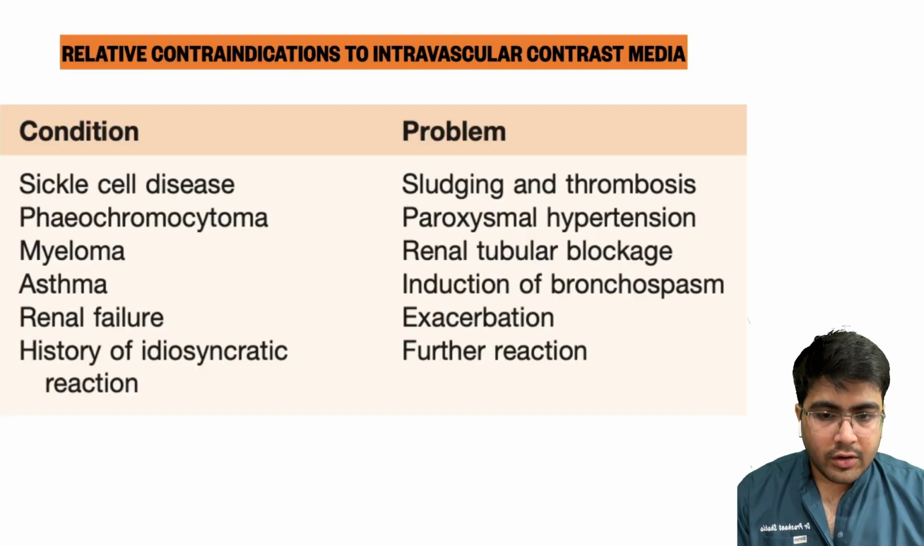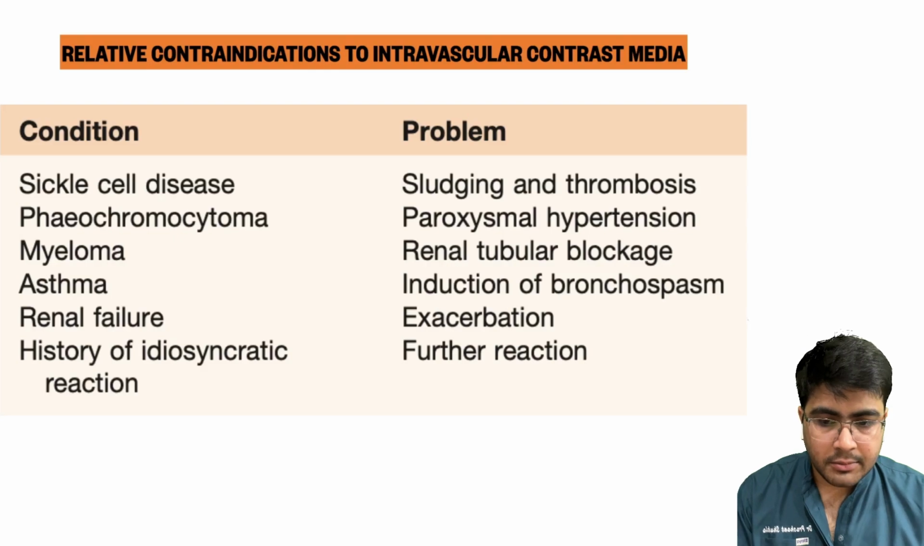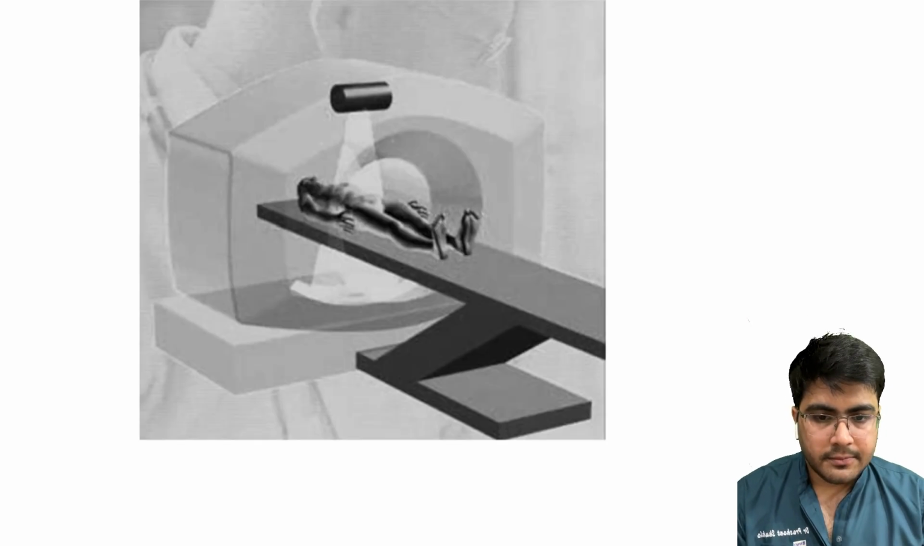So what are the relative contraindications to intravascular contrast media? In sickle cell anemia, contrast can lead to sludging and thrombosis. In a pheochromocytoma patient, paroxysmal hypertension can be produced. In a myeloma patient, there can be renal tubular blockage, and in an asthma patient, induction of bronchospasm. In a renal failure patient there can be exacerbation of the renal failure, and finally, if there is a history of idiosyncratic reaction, a further reaction can be produced by injection of contrast media.